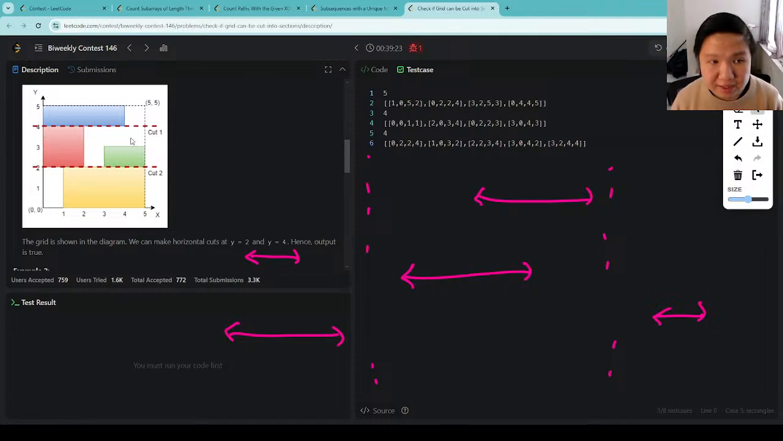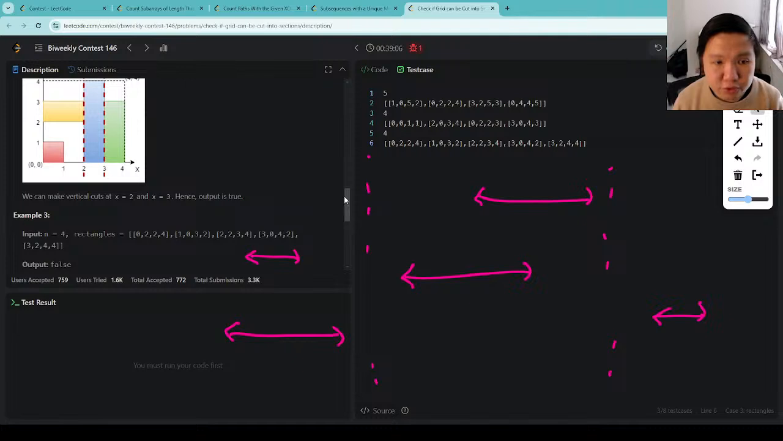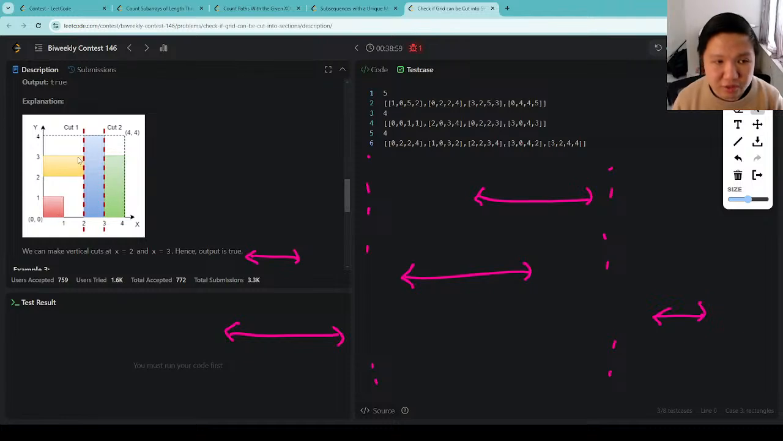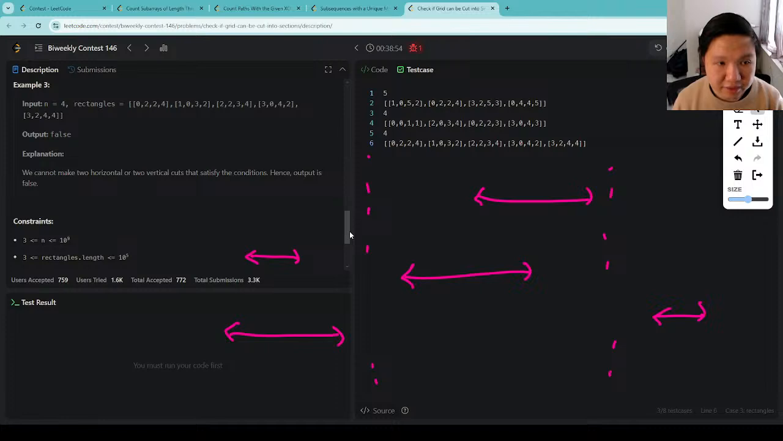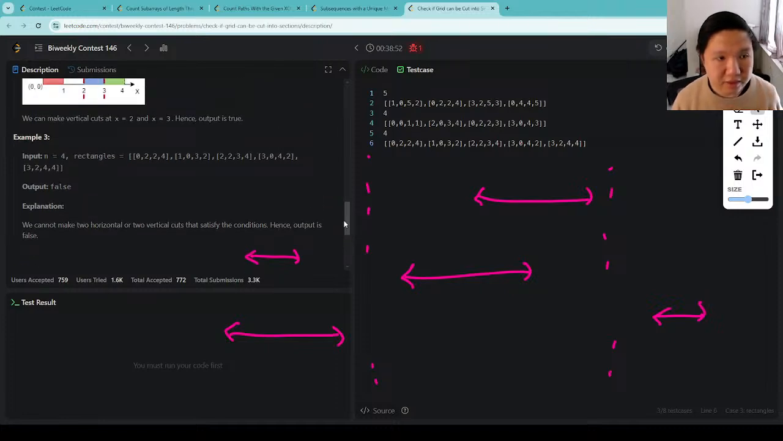First, you check cutting sideways. So to check cutting sideways, you want to get the bottom and top, bottom and top, bottom and top. And then you see if you can make 2 cuts. And then you check cutting up top to bottom, cutting vertically, which means you get all the ranges of the rectangles from left to right. So that's the general idea. So let's see. N equals 4.